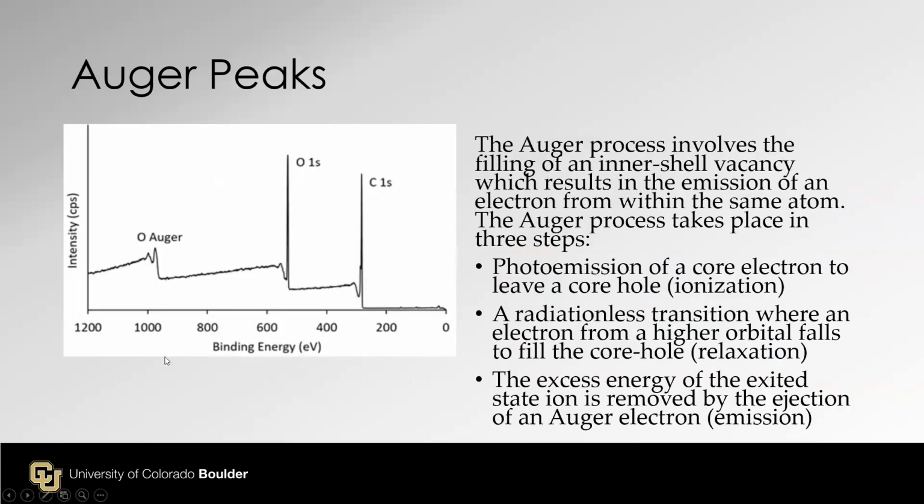Auger peaks. So this is an XPS spectrum. It shows carbon 1s, oxygen 1s, and also the oxygen Auger peaks. The Auger process involves many things, so it has a particular shape. Therefore, it's useful to use Auger peak location and shape for identifying some elements in an XPS spectrum.